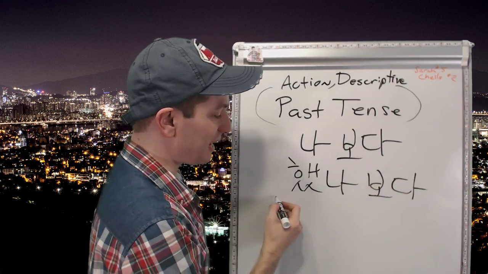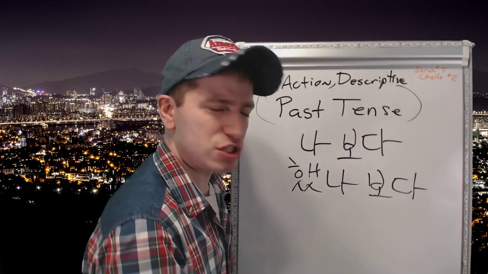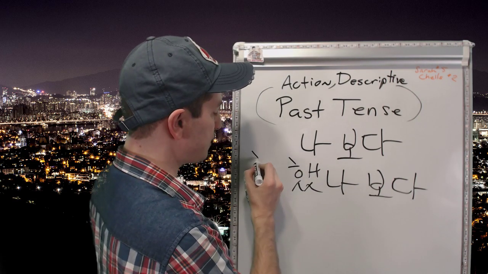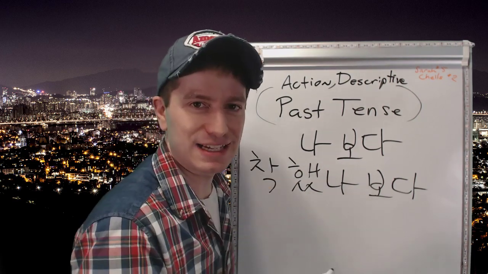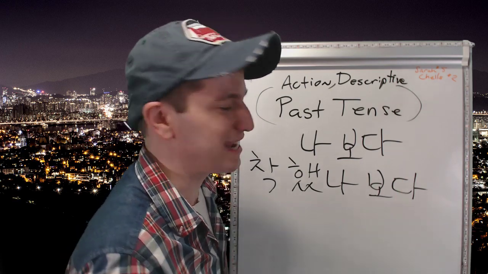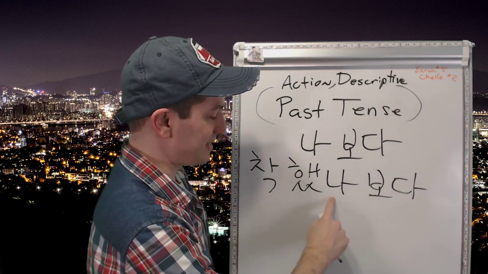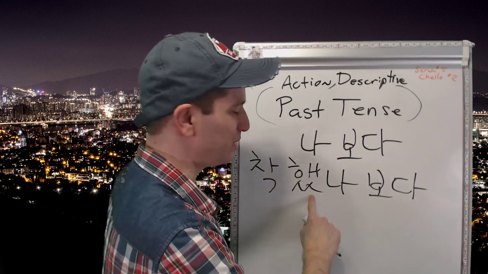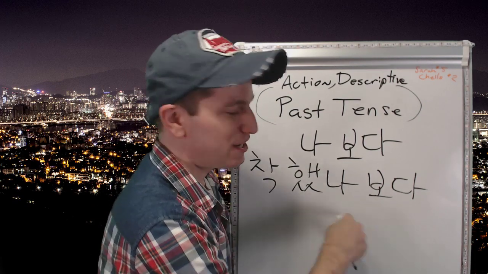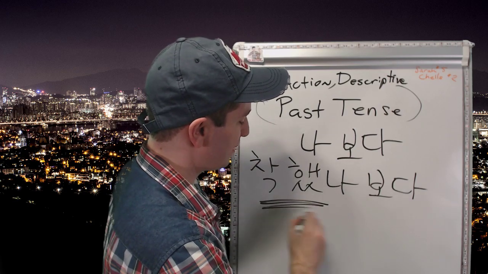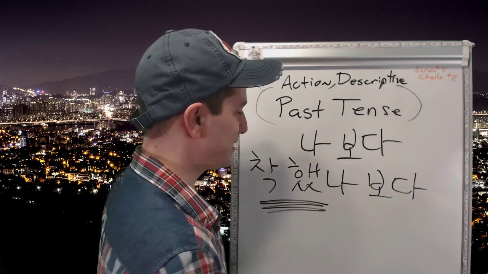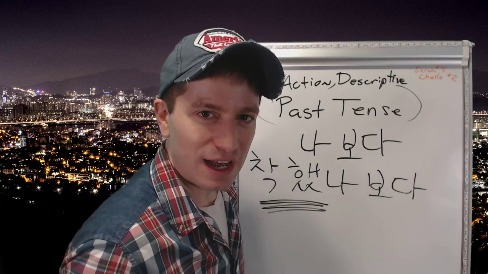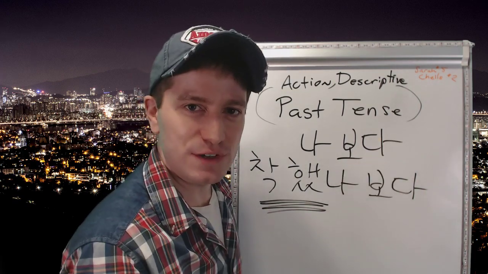But what if this 하다 is part of a descriptive verb? So it's not to do, but what if it's like 착하다, to be kind, like 착해, he's really kind, he's really nice. He was nice. 착했다. Well, you wouldn't say 착했은가, you would just say 착했나. So any verb, once it's in past tense, will only use 나보다. You don't use 가보다, even if it's a descriptive verb.